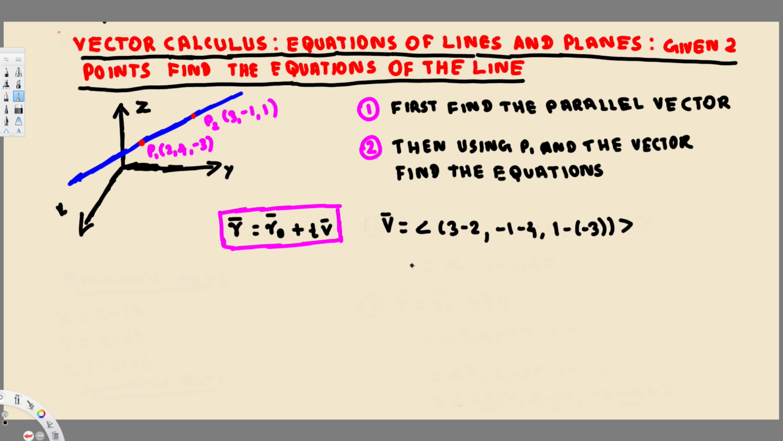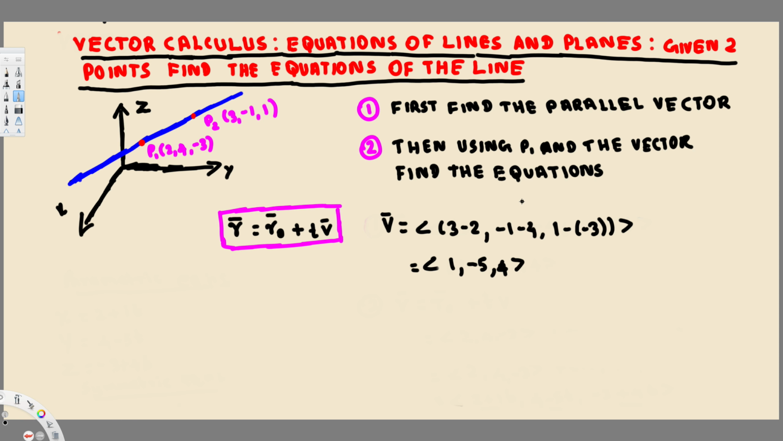Now let's simplify this one. 3 minus 2, that's going to give us 1. We don't need to break it anymore, so we can write directly 3 minus 2, that's going to be 1, and minus 5, and then we are going to have 1 plus 3, that's going to give us 4. So this is our parallel vector to this line. Now the second question is asking, then using p1 and the vector find the equations. So whenever they say equations, we have two equations, parametric equation and symmetric equation, right?